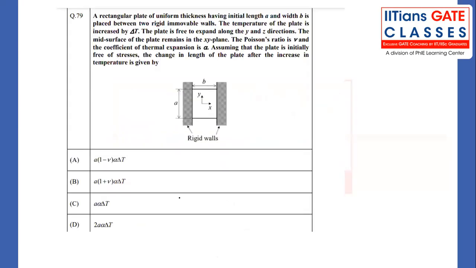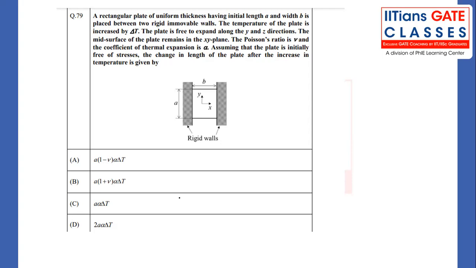Now try to see this particular question. A rectangular plate of uniform thickness having the initial length A and width B is placed between the two immovable walls. The temperature of the walls is increased by delta T. The plate is free to expand along the Y and Z directions.